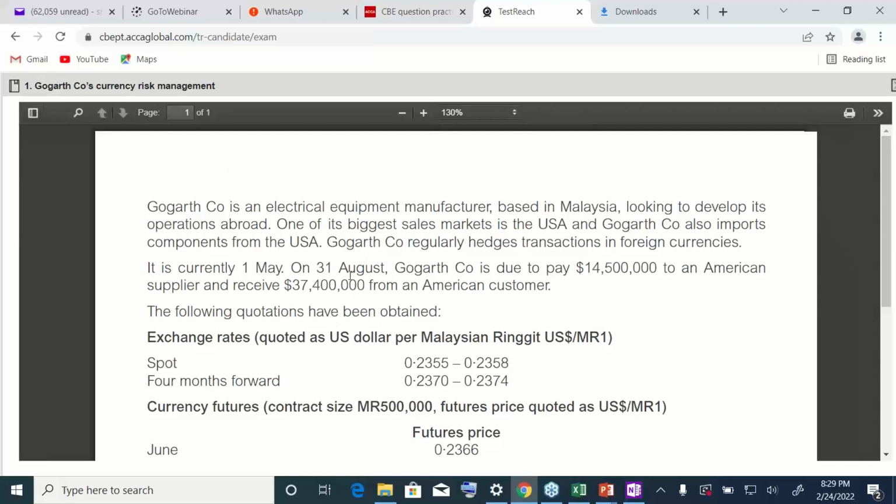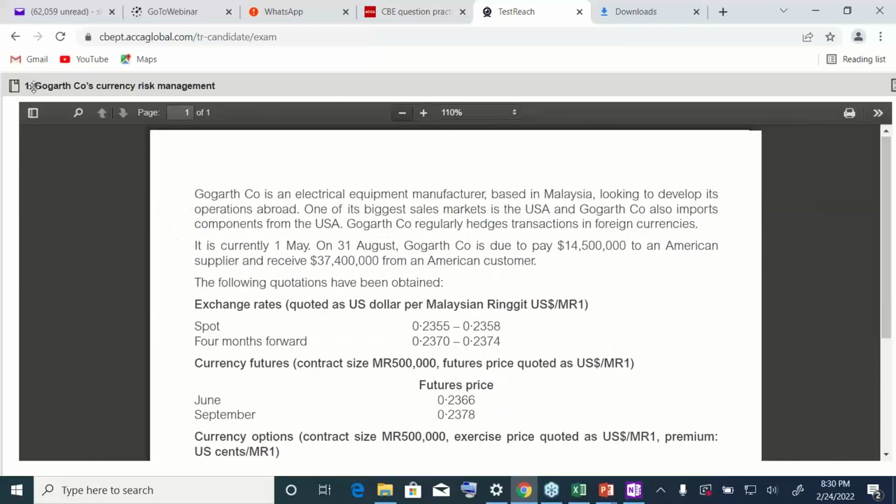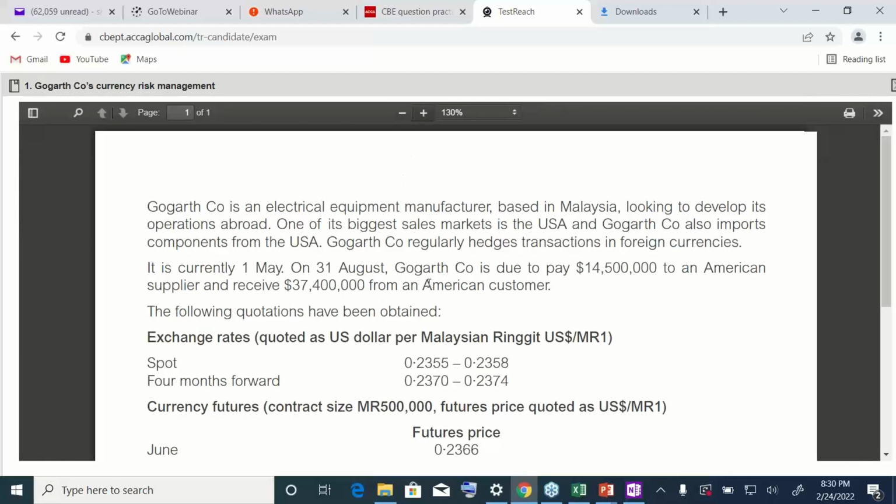And on 31st August, G company is due to pay 14.5 million. Due to pay means you have to make a payment. And it will receive 37.4 million from the American customer. So payment is 14.5 million, receipt is 37.4 million. So it's a case of net receipt.